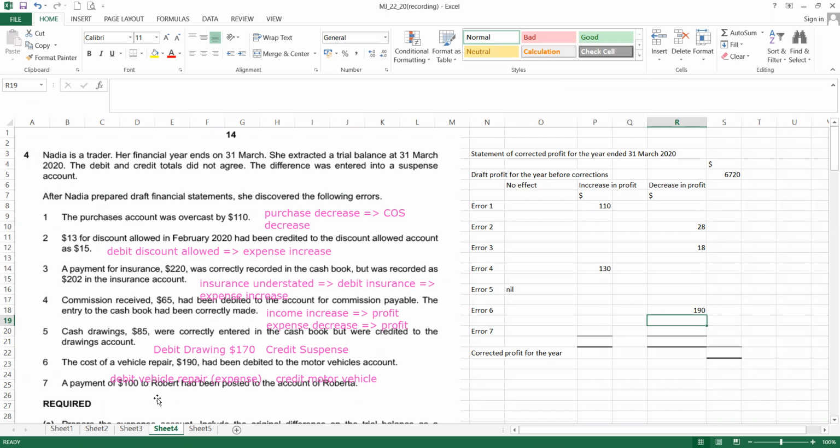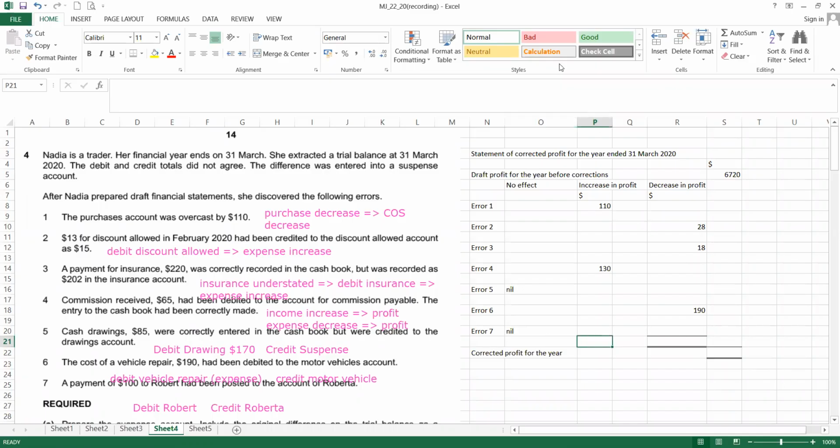Next is a payment. This one we adjust through the same class. Debit the payment to Robert, and then credit Robita, because Robita is wrong. We pay, so it's a debit. So this one also has no impact, because these two are trade payable. So this is also no effect.